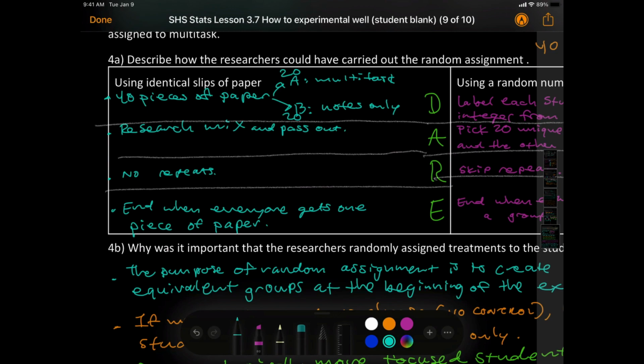R means repeats. There are no repeats. And then E, it'll end when everyone gets 1 piece of paper. Basically either A or B.